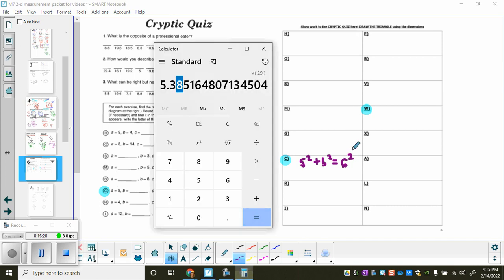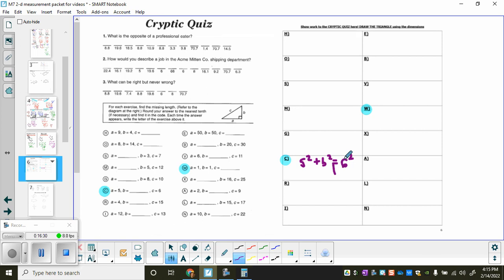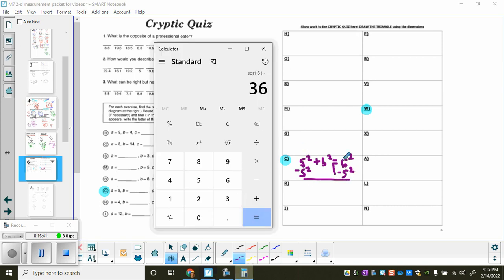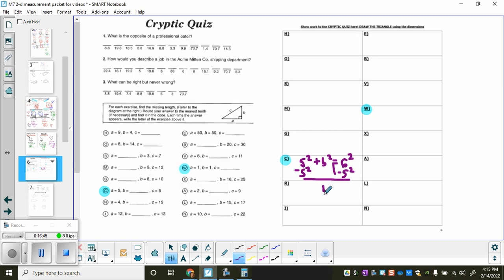It's okay to use your calculator if you don't remember that 5 squared, for example, is 25, or that 6 squared is 36. It's okay. But to solve this, I know that I need to subtract the 5 squared on both sides. Now I'm going to kind of run out of room here, but you should have enough room in your box for this one. So the 36 minus 25, and I get 11. So B squared equals 11.